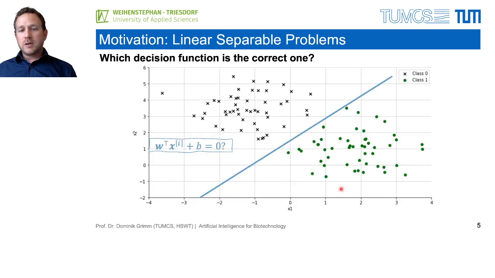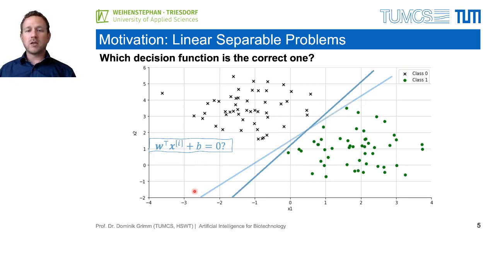The problem now is, if we look at this plot here, that we don't know how to find this hyperplane. So how do we know that this hyperplane, or this decision function, is the correct one? Why is it not this one? Or why is it not this one or this one?